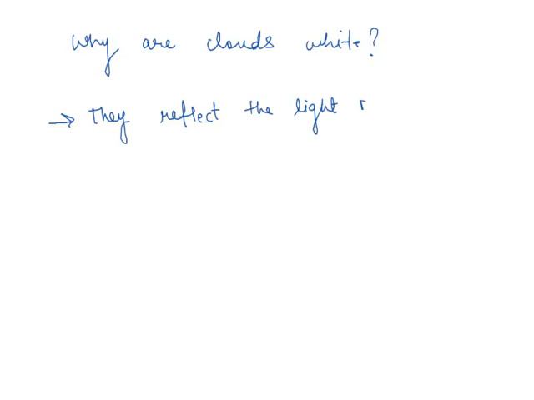Now try to imagine that light is made up of the colors of the rainbow, seven colors, and when you add them all together, you get white color. The sun appears yellow because it gives out more yellow light than any other color, and clouds reflect all the colors in exactly the same amount, so they look white in color. And why do clouds turn gray in color?